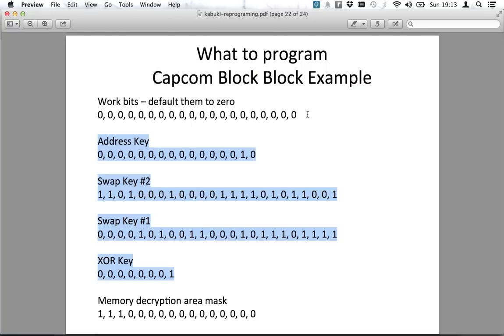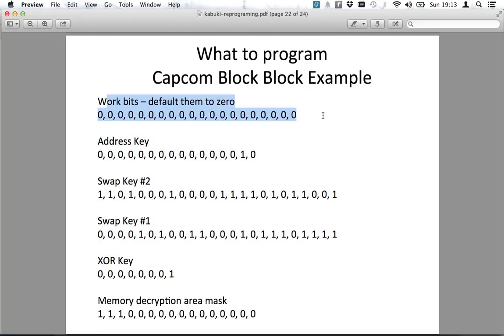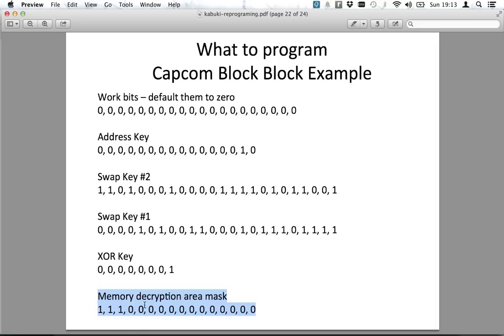And remember, the work bits, zero is fine. And then finally, the memory decryption area mask is something that obviously the MAME team doesn't know anything about. But if you remember, this is how the CPU knows what areas of the memory to decrypt or not. And if you notice, it's 16 bits, which is what the Z80 CPU is able to address. So that's 65 kilobytes. And we have three ones here at the beginning.